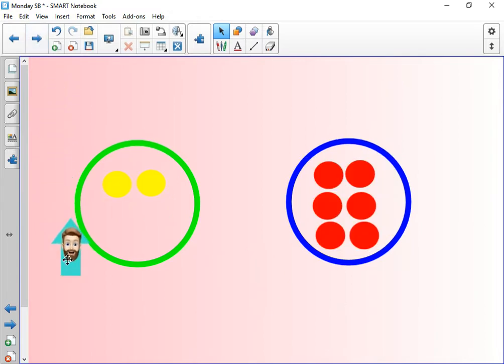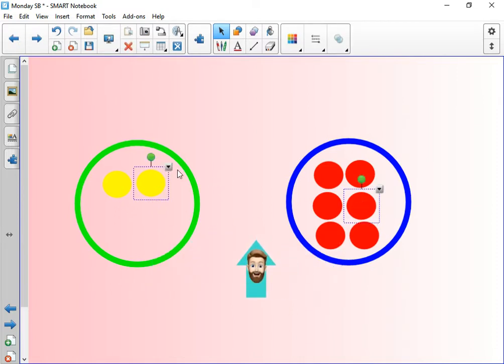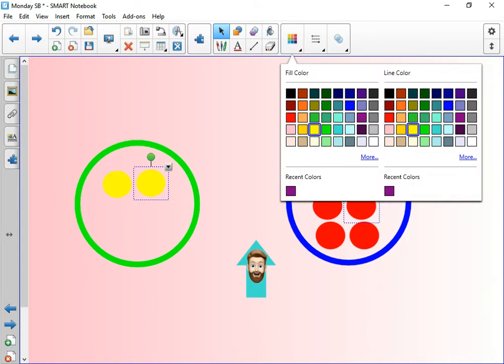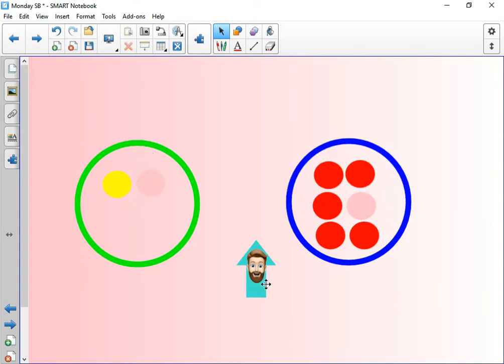And this is what that would look like with counters. So again, here are my 2 children, and here are the 6 children. Okay, they are not equal. And again, it doesn't matter what colours I use. Let's change those to pink. They're still unequal because there are a different number of counters in each group.